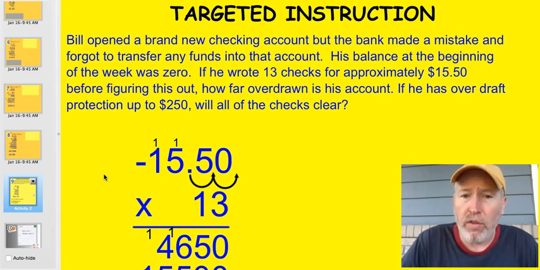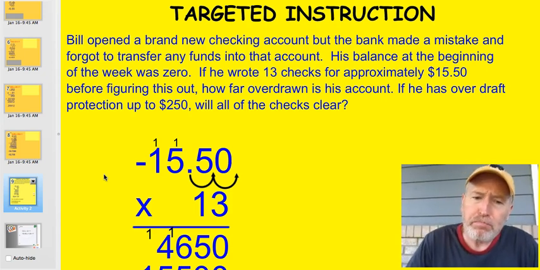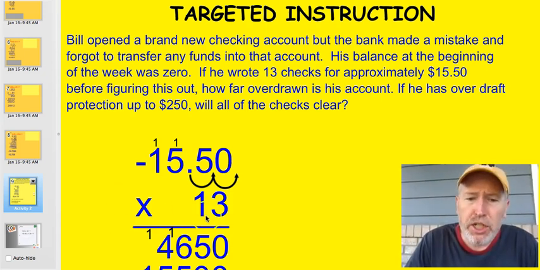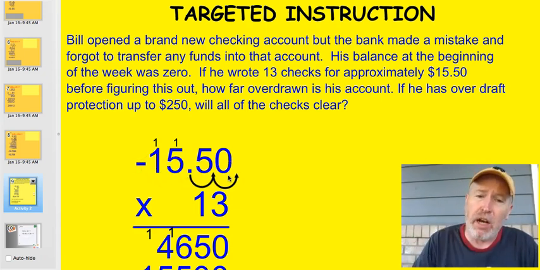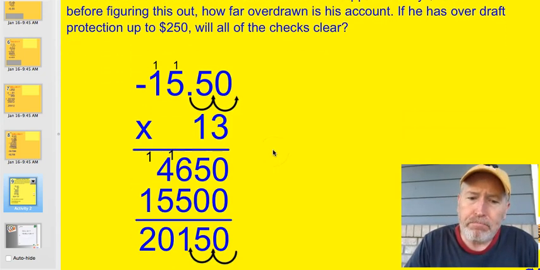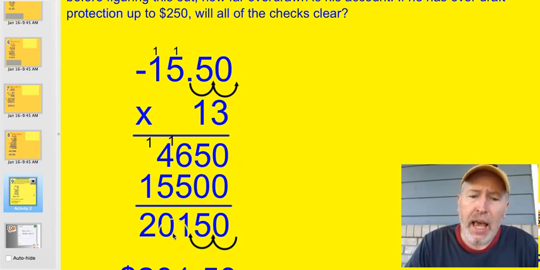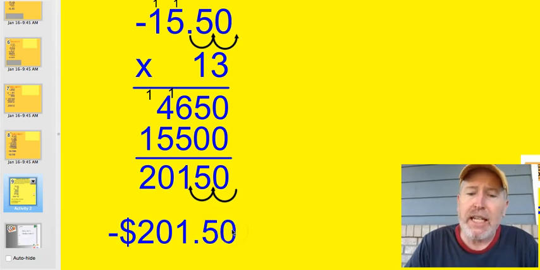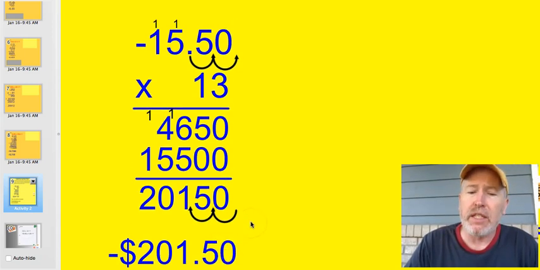I'm going to explain all of that. But first, let's just take a look at this problem. So he writes 13 checks, and the checks were worth about a negative $15.50 because they're drawing out of his account, taking money out of his account. So if you multiply that out, you'll see that he has about $201.50. Now, of course, that's a negative number, about negative $201.50.